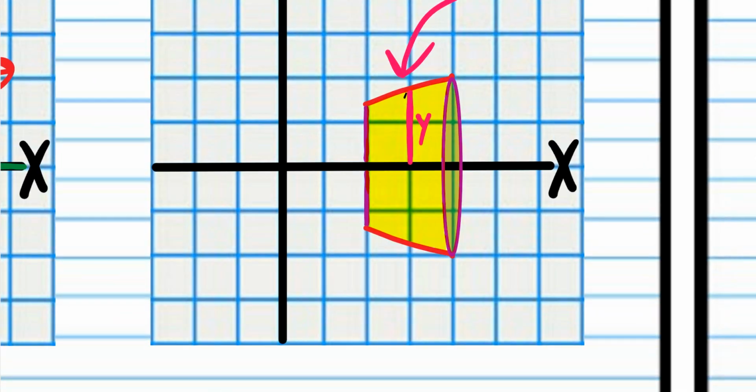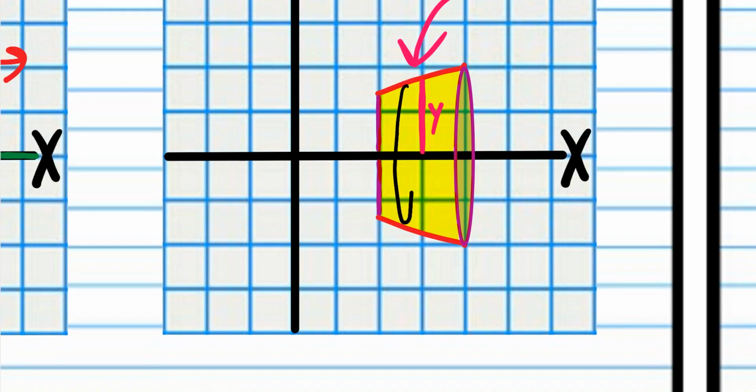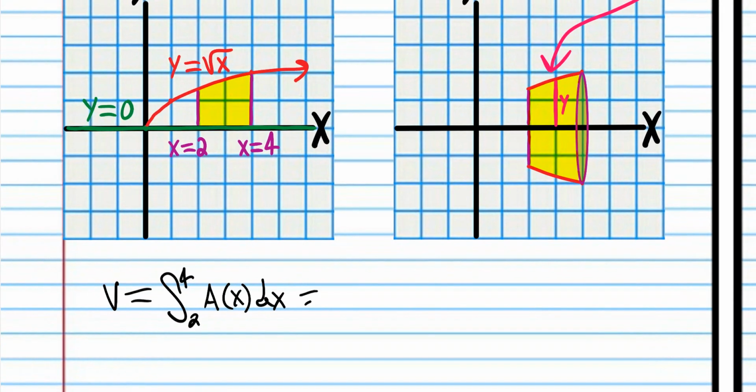Well, again, if you cut this in the middle or anywhere, you get a circle shape. That's the cross-section is a circle shape. Again, a cross-section is a two-dimensional shape that you get when you cut straight down into a solid. And so these are circles. So the area of a circle is pi r squared. So pi times r squared.